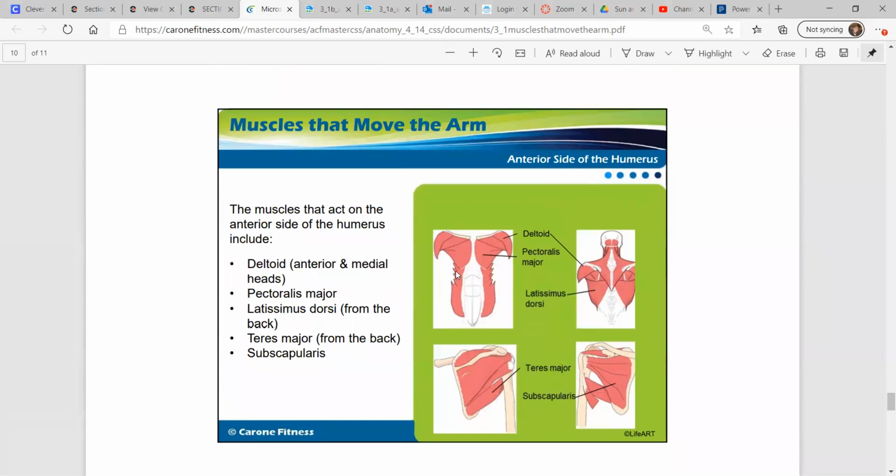The muscles that act on the anterior side of the humerus include the deltoid, the anterior and medial heads, the pectoralis major, the latissimus dorsi, but from the back, the teres major from the back, and the subscapularis.